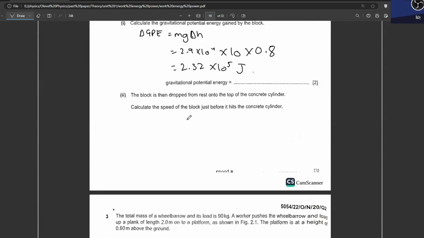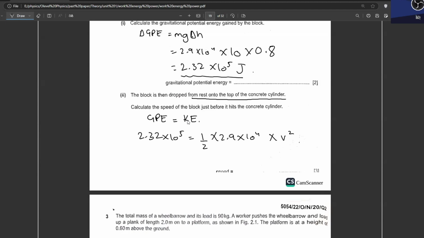Let's further move ahead. The block is then dropped from rest onto the top of the concrete cylinder. Calculate the speed of the block just before it hits the concrete cylinder. So what is happening? Initially the block is at rest, so all the energy will be gravitational potential energy. This gravitational potential energy gets converted into kinetic energy. Do you know the value of gravitational potential energy initially? Yes, 2.32 into 10 raised to the power of 5 is equal to the kinetic energy, 1 upon 2 into the mass. What is the mass? 2.9 into 10 raised to the power of 4 into the velocity at the end squared.